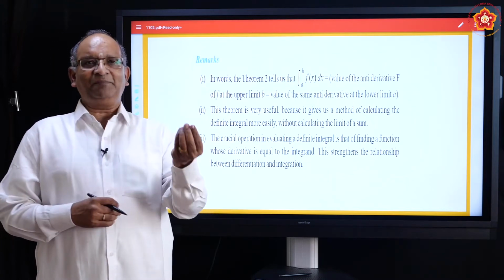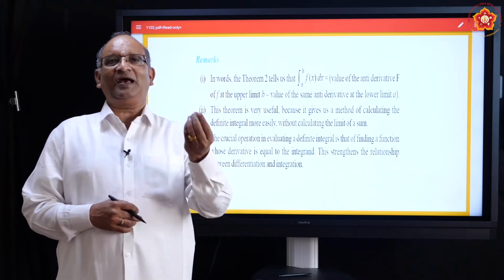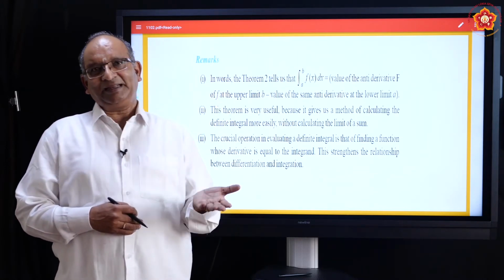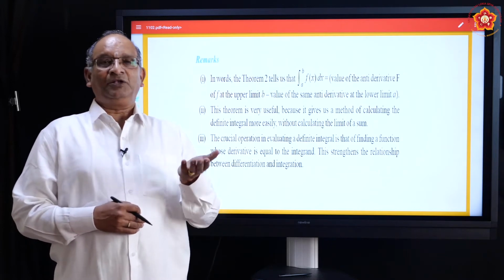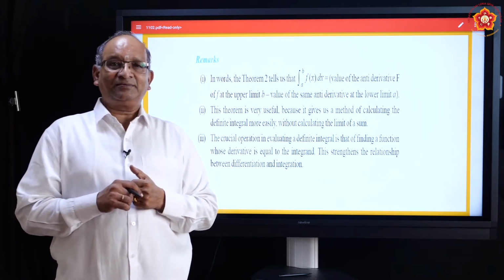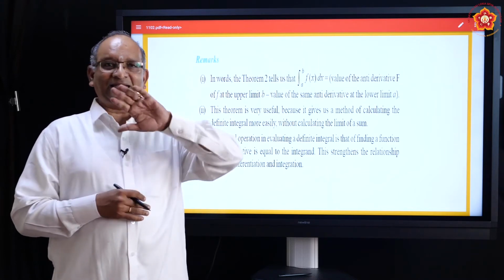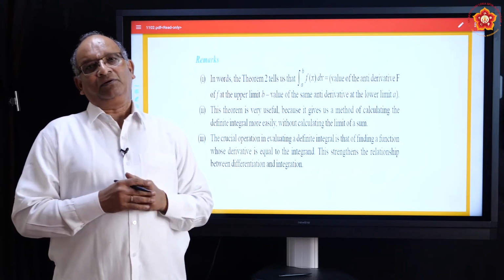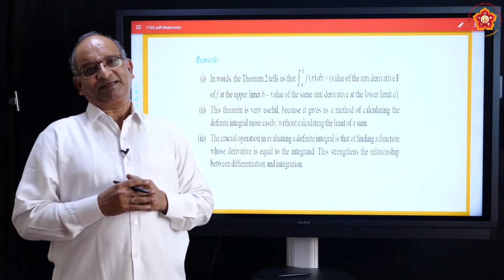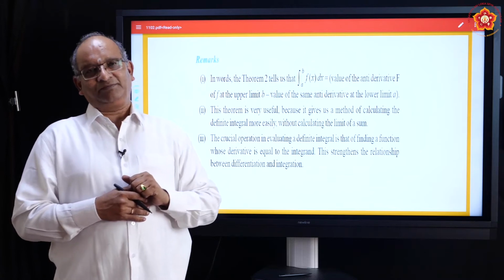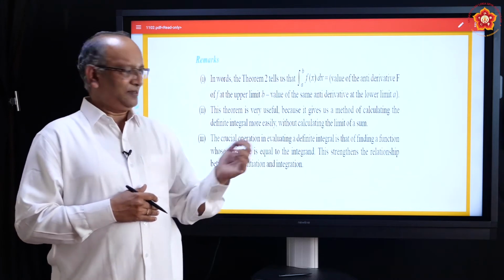Now let us say, for example, a polynomial function. x square is a function. What is its integral? The integral is x cube by 3. Now we say that if x cube by 3 is the function, its antiderivative is the opposite, that is x square. For x square, if you integrate, you get x cube by 3, and then vice versa.